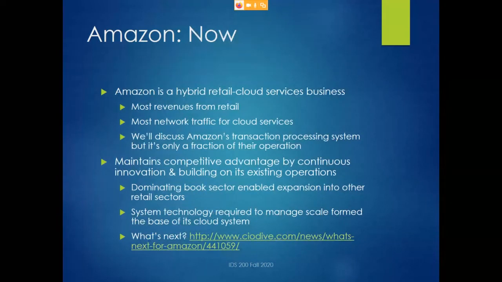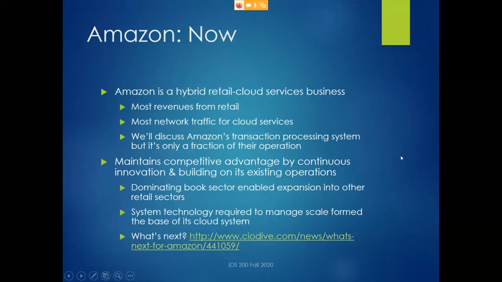Okay, so now, right, 2020, Amazon is a hybrid retail cloud services business. So most of the revenues come from retail. We saw in that little picture something like 84% from retail, but most of the network traffic comes from cloud services because that's basically what the cloud service is handling network capacity for other businesses. So we'll discuss Amazon's transaction processing system, but in the back of your mind, remember that it's only a fraction of their operation, right? Their entire cloud service is actually much, much longer.